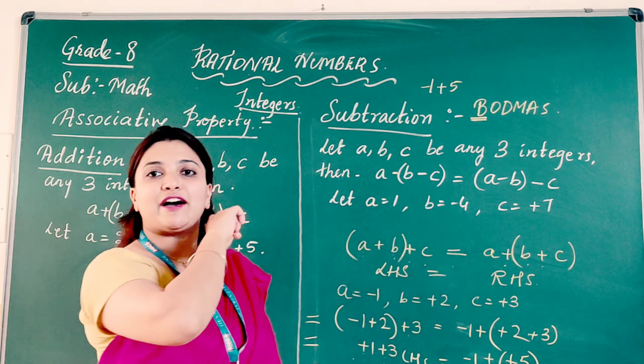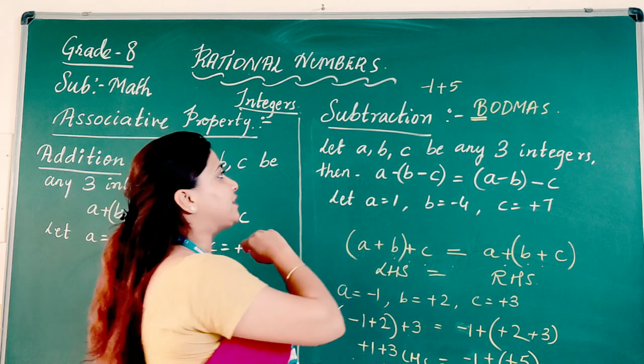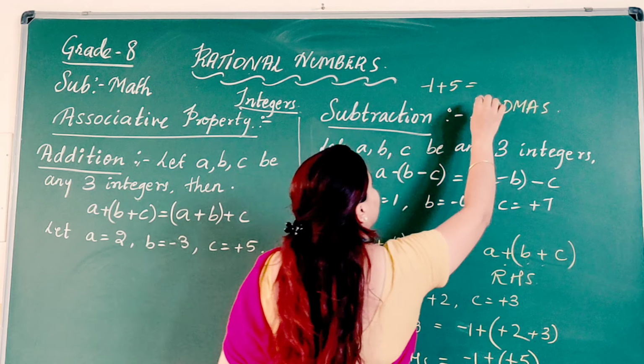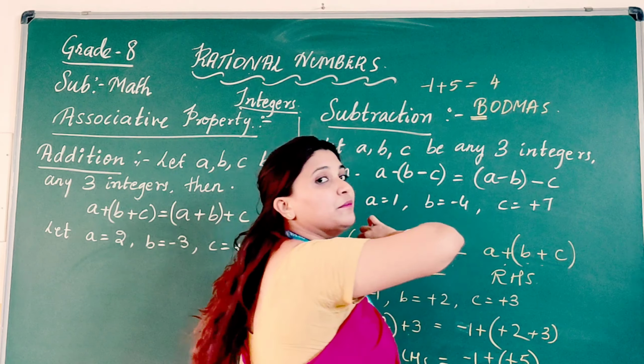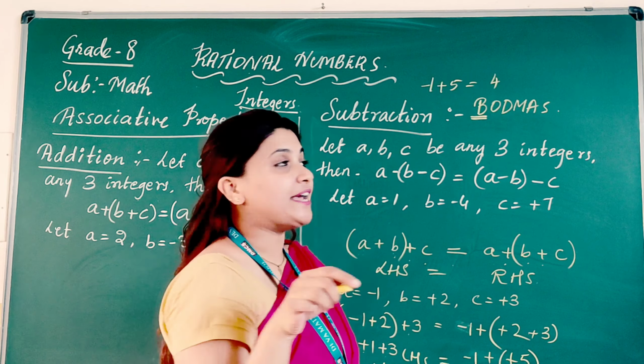Plus and minuses, I have to subtract and put the greater number's sign. So, I have subtracted 5 minus 1. 5 minus 1 is what? 4. And what is my greater number? 5 is my greater number. It has a positive sign. So, my answer is plus 4.